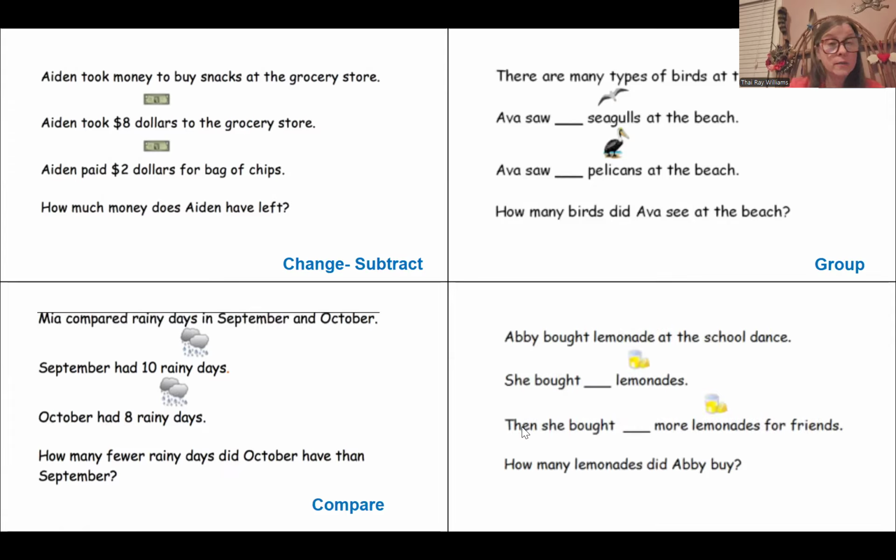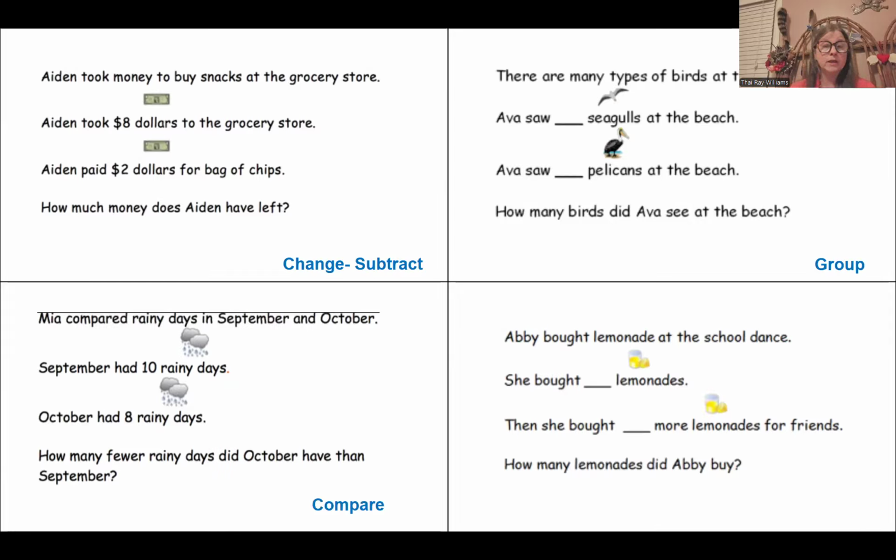All right, now let's look at our next one. Our last one, again, we don't have any numbers, so just look at the structure to determine the type of problem it is. Abby bought lemonade at the school dance. She bought a number of lemonades, then she bought a number more lemonades for her friends. How many lemonades did Abby buy? So go ahead and look at your structure and then determine what type of word problem it is, and then come back and let's compare your response to the answer that we get when we're in a group.